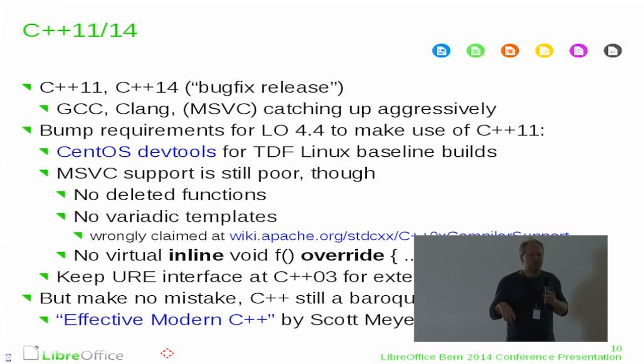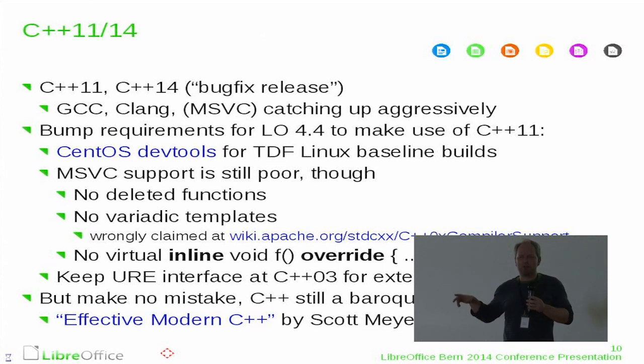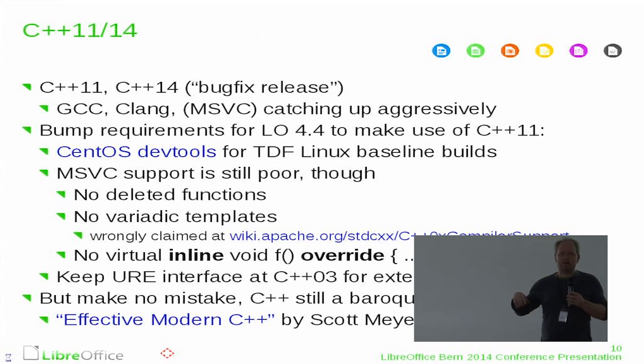What we plan to do is bump our baseline requirements to something where all the compilers that we then will use have a sufficiently large subset of C++ 11 available. For the TDF baseline Linux builds on CentOS 5, that one is still on a GCC compiler that would be too old, but there is some tooling to compile there with a newer compiler, and the missing parts of the libstdc++ are statically linked into the resulting executables and libraries, so that you can even run that on an old baseline machine. So that is a solution for that one.